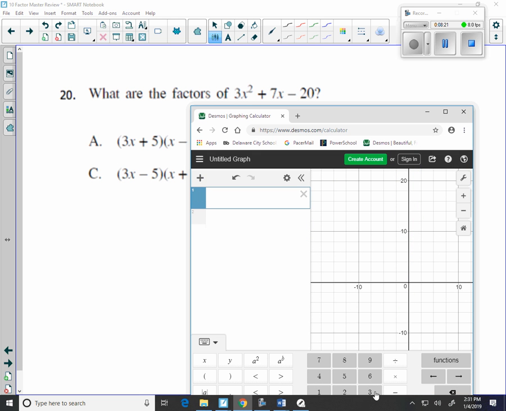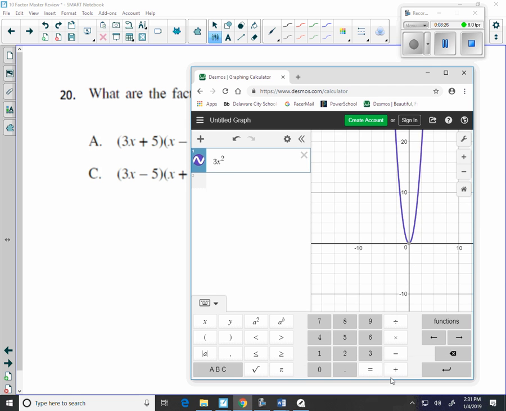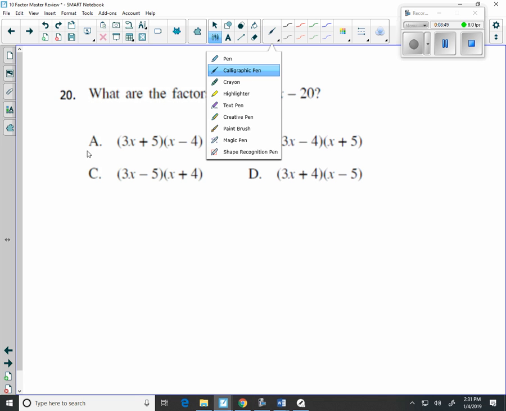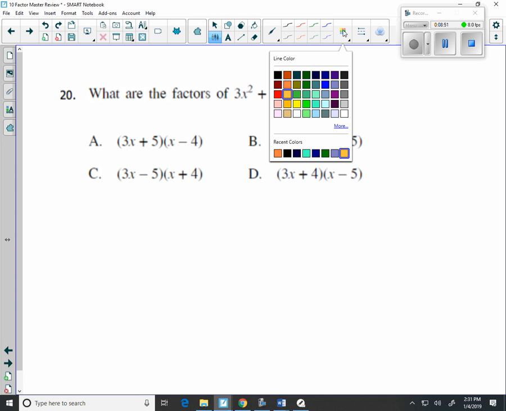So I'm doing 3x squared plus 7x minus 20. And option A, I'm just going to put it in and see if it matches. 3x plus 5 times x minus 4. And see if those lay right on top of each other. They do not. A is not an option. A is not a good option.